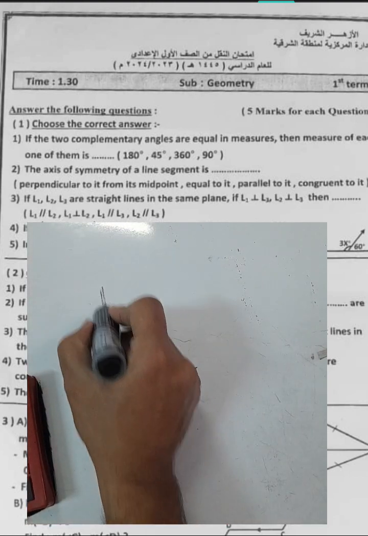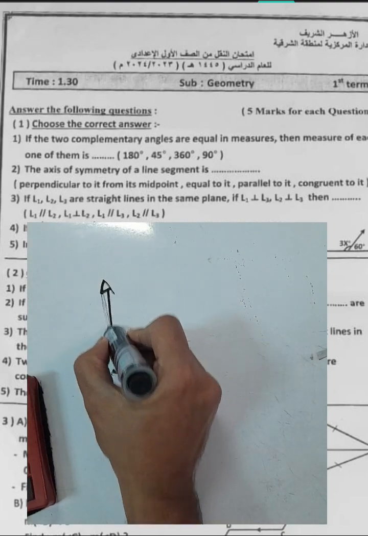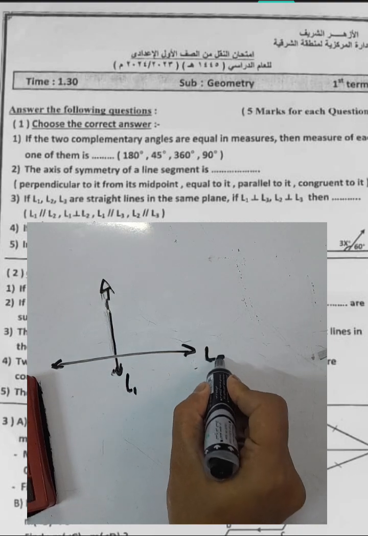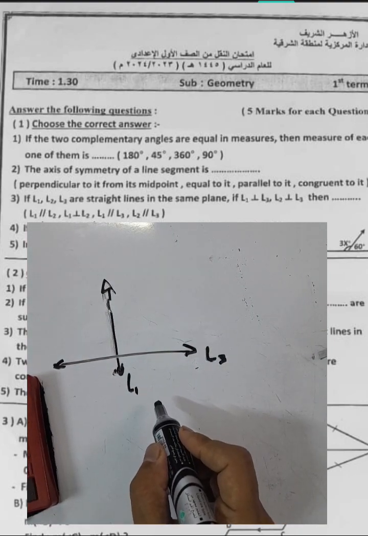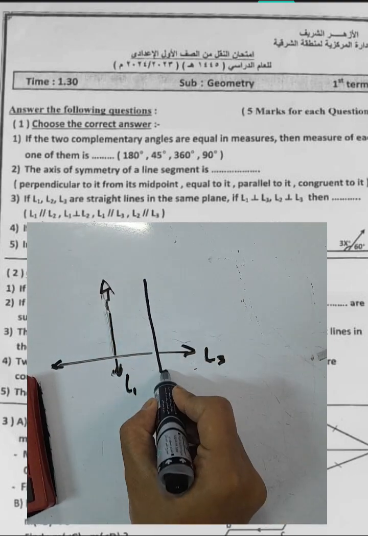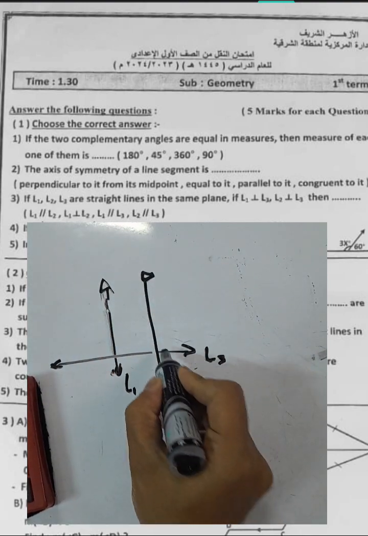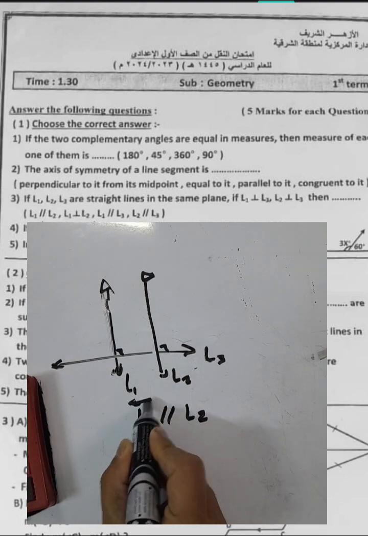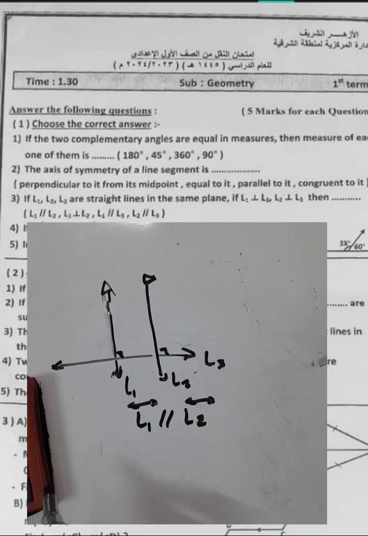Question number 3. If L1, L2, L3 are straight lines in the same plane, and L1 is perpendicular to L3, we have here the first straight line L1 perpendicular to L3, and L2 perpendicular to L3, then L1 will be parallel to L2. Straight line L1 will be parallel to straight line L2. Okay, next question, number 4.